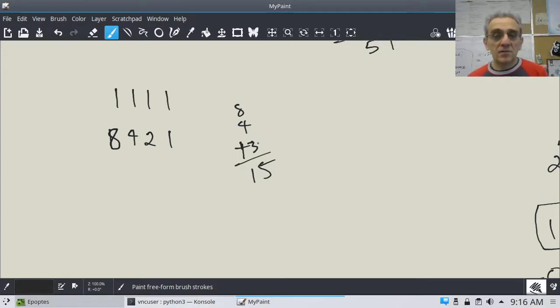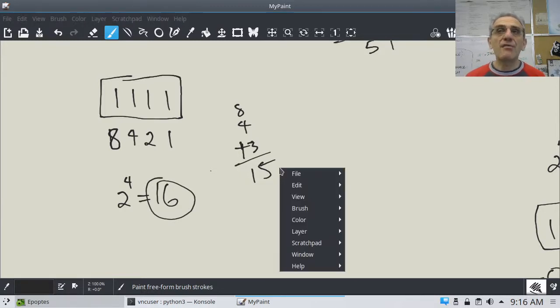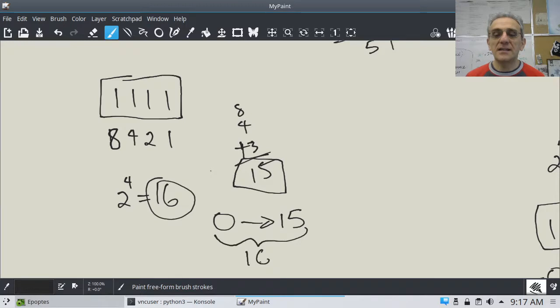Now, why did I pick this one? Well, because if you think about it, if we have 4 bits in total and they're all ones, what's the biggest number we can have? It's 2 to the power of 4. And 2 to the power of 4 is equal to 16. And you might say, okay, doesn't that mean that the biggest number should be 16? No, that's not what it means. It means that there are 16 possible numbers that could be represented by 4 bits. The question is then, why is the biggest number 15? And the answer is because we're starting at 0. You see, 0 to 15 is 16 numbers.